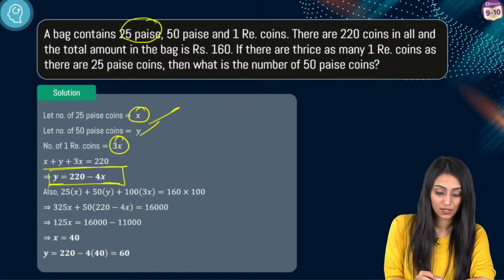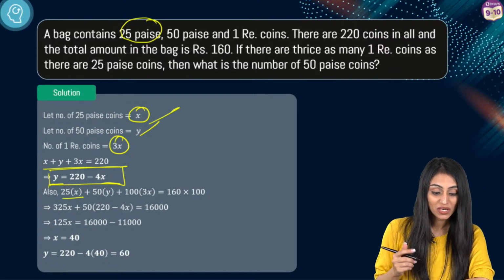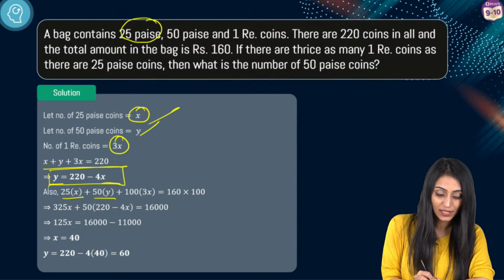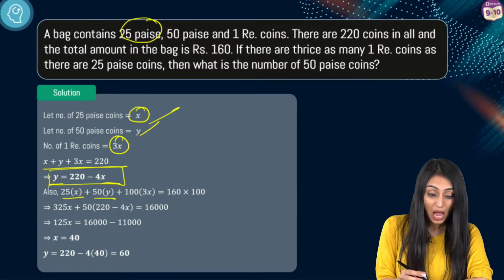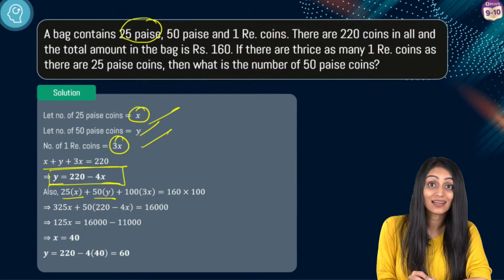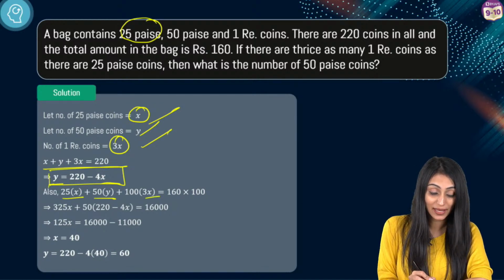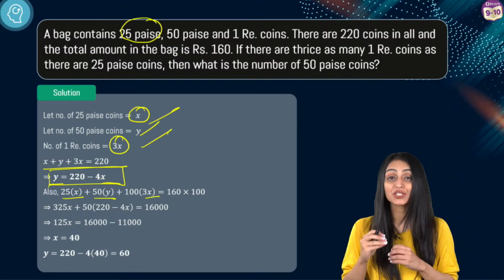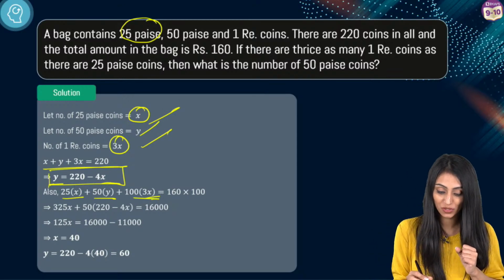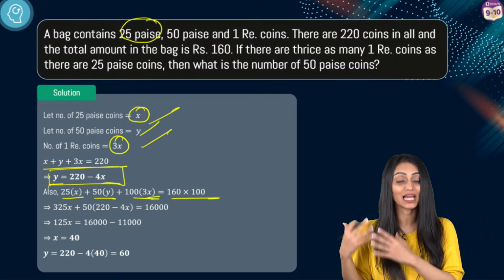Now, 25 paisa coins are how much? They are X. So 25X. How many 50 paisa coins? We have Y. So 50Y, that is the amount. How many 1 rupee coins? They are 3X. Since it is in rupees, I will first convert it into paisa. So 100 times 3X. It is equal to 160 times 100.